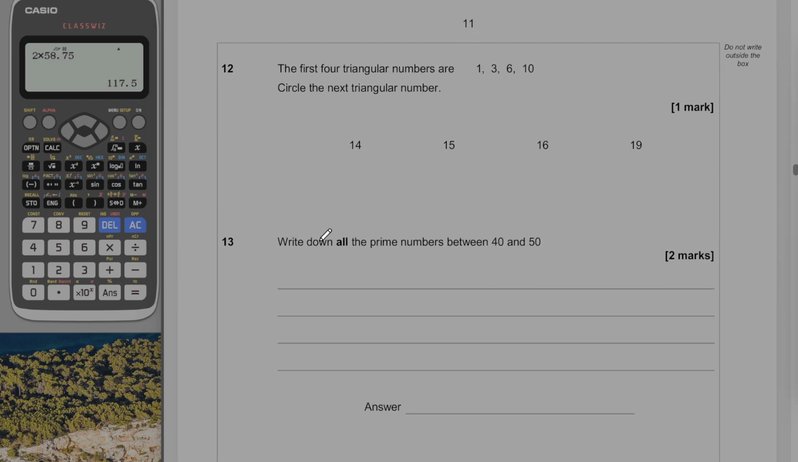Right, question 12. First 4 triangle numbers are, circle the next triangle number. So for triangle numbers, they go up. So we need to add 5, so 15.